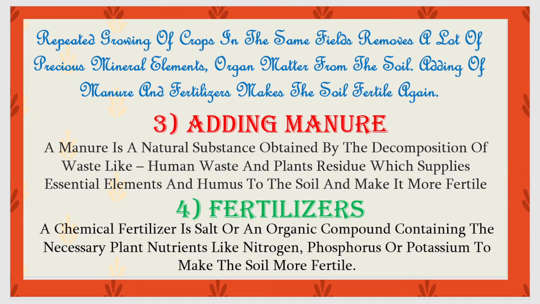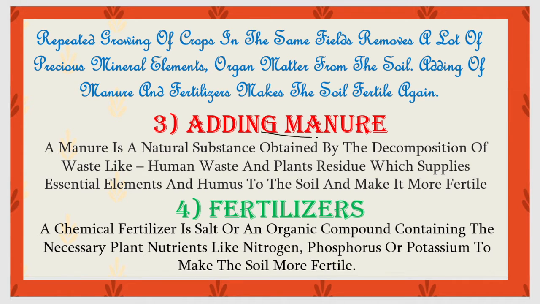So in this video, we have repeated growing of crops. Now let us discuss what are manure and fertilizers altogether. Repeated growing of crops in the same fields removes a lot of precious elements, organic matter and other materials from the soil. The deficiency of plant nutrients and organic matter in the soil is made up by adding manures and fertilizers to the soil. Now let us discuss what are manures and fertilizers separately.